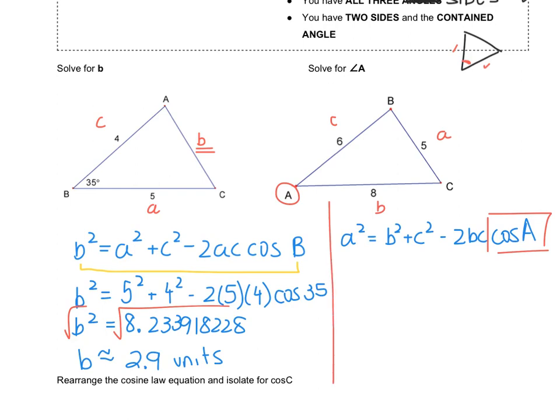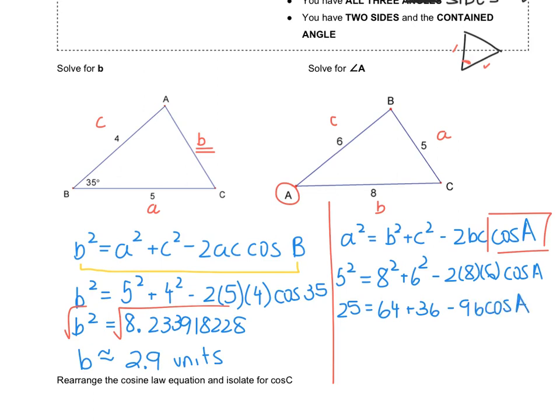So let's plug in our given information. So A is 5, so 5 squared equals B is 8, so 8 squared, and C is 6, so 6 squared, minus 2 times 8 times 6 cos A. Now we can start cleaning this up. So I'm going to clean up the 5 squared to get 25, 8 squared is 64, and 6 squared is 36. And then I'm going to do 2 times 8 times 6, and I get 96.